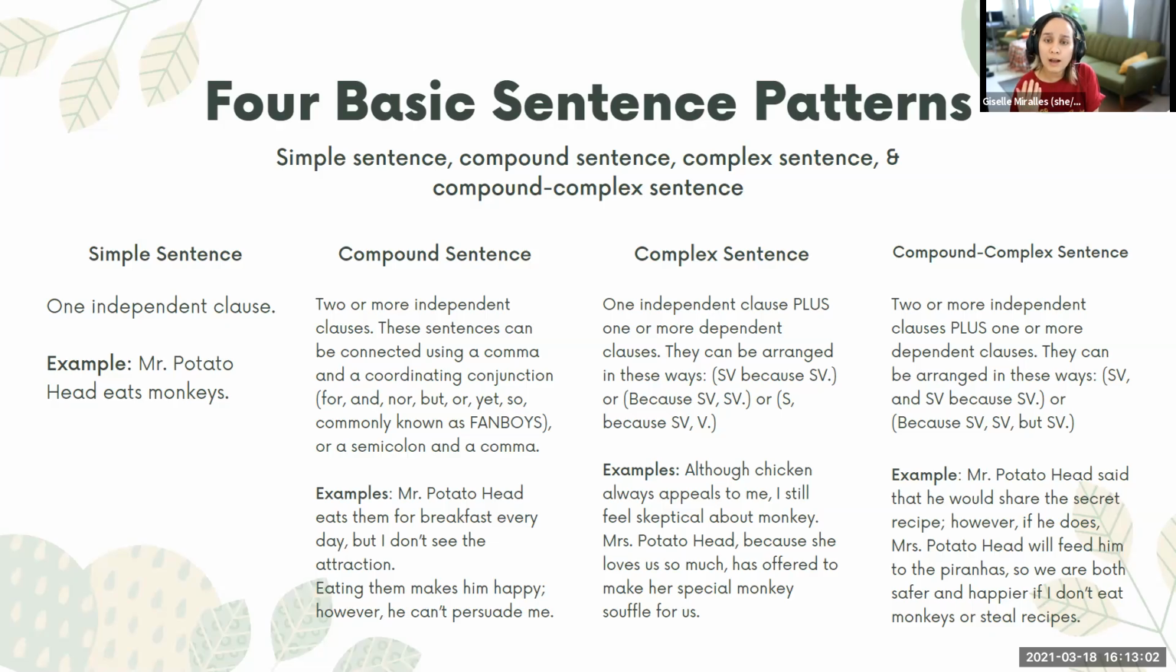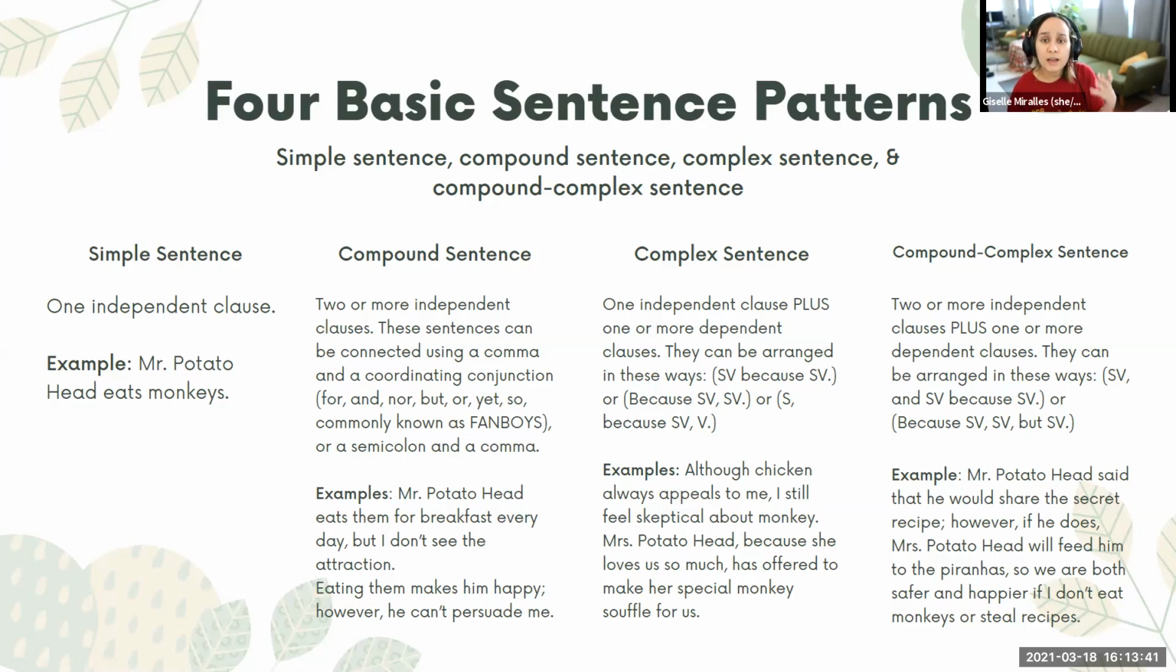You can also replace a coordinating conjunction with a semicolon and a comma. So that's another option. And I have an example of both of these things below. So for example, Mr. Potato Head eats them for breakfast every day, but I don't see the attraction. Right, so this is referring to the monkeys here. Mr. Potato Head eats them for breakfast every day. That's an independent clause, right? It can stand on its own, but it's connected to another independent clause. So that's why there's a comma, but I don't see the attraction.